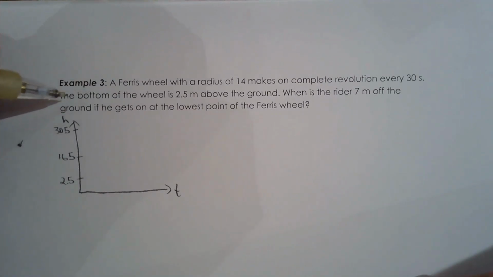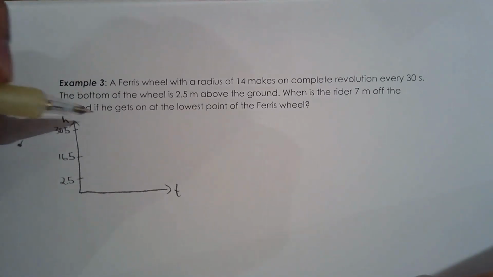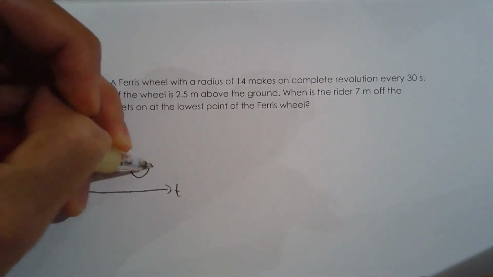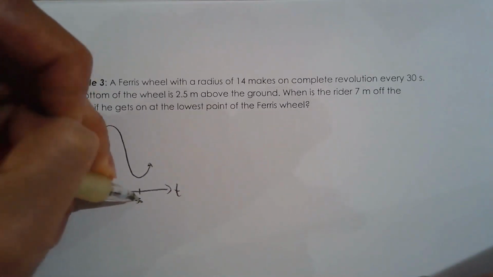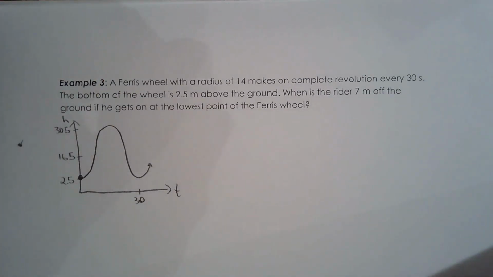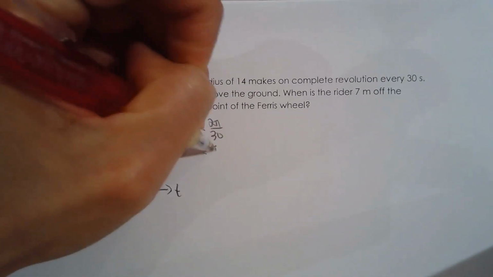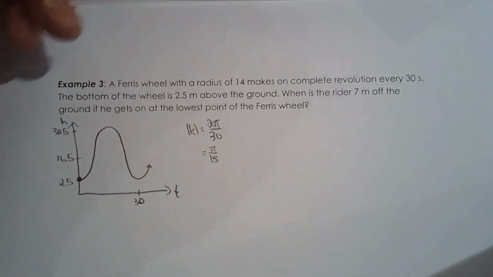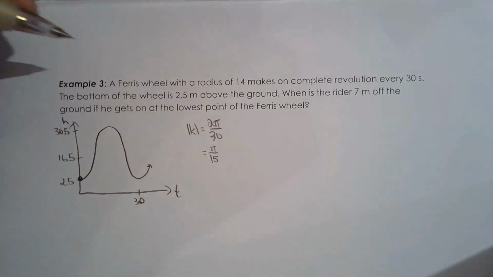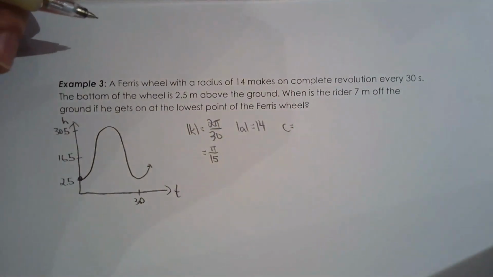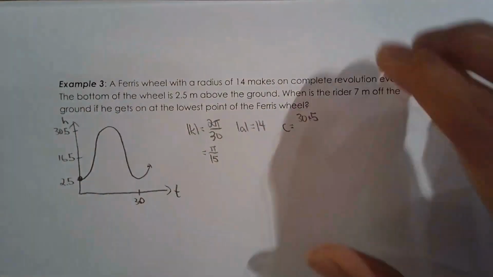When is the rider 7 meters off the ground? If he gets on at the lowest point, okay, so he starts at the bottom of the Ferris wheel. And 1 revolution is 30 seconds. Okay, so if that's the case, the value of k is 2 pi over 30, which is pi over 15. We know the amplitude is 14. The c value is max plus min divided by 2. So it's 30.5 plus 2.5.